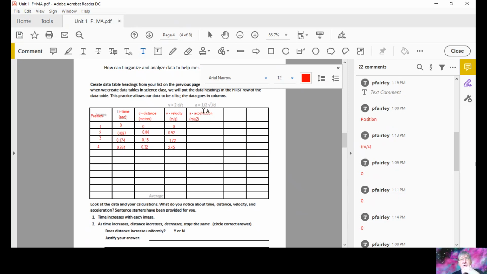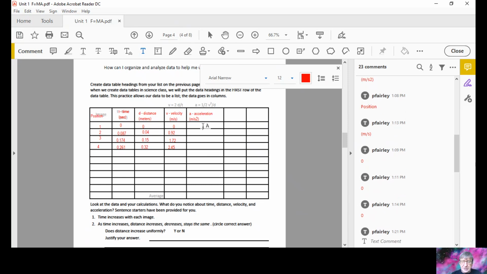And now this is a little bit more complex of an equation. 1/2 v squared divided by d. Fortunately, when we start, we're going to go v squared. For the first one, 0 times 0 is still 0, times 1/2 is still 0, divided by the distance of 0 gives us an amazing acceleration of 0. We haven't let go of the ball yet. It hasn't had a chance to accelerate.